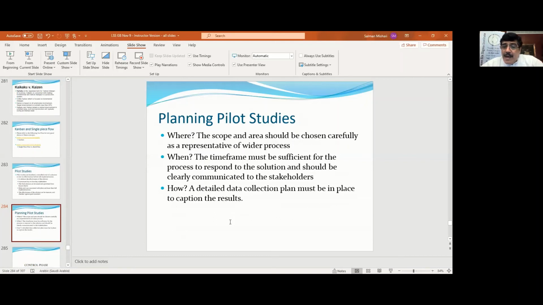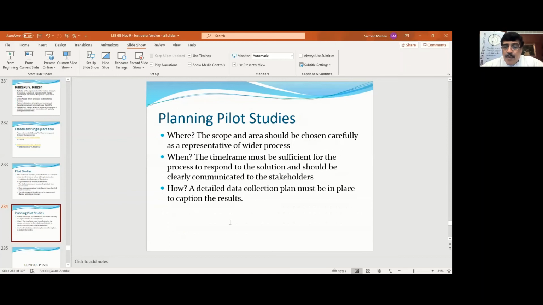Where do you want to plan it? The scope and area should be chosen very carefully, and they need to be representative of the wider process. You don't want to just apply it to something that doesn't reflect the rest of the process. So there is the where, and there is the when, and the when is basically the time frame that must be sufficient for the process to respond to the solution. Sometimes you put in a solution, it needs time before you see the results. So you want to put a good time frame there.